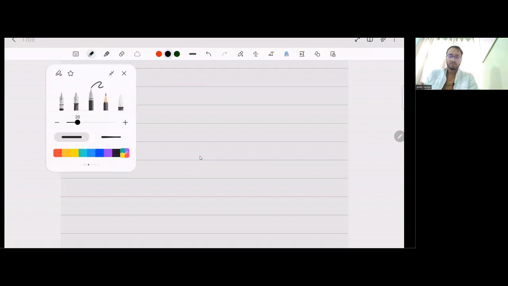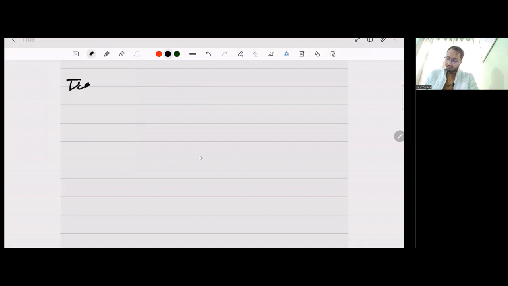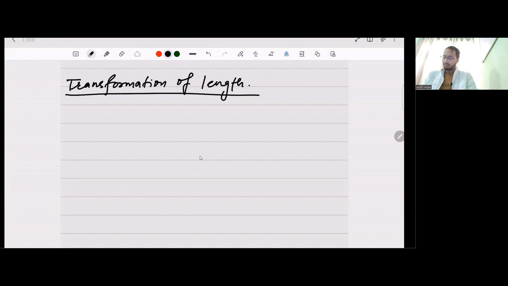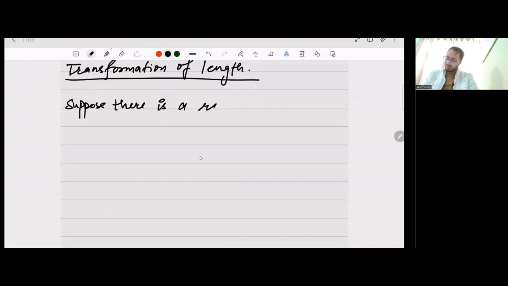So first one is transformation of length. If there is an object, say a road AB, in S and S dash frame of reference, lengths are measured in this S and S dash frame of reference.